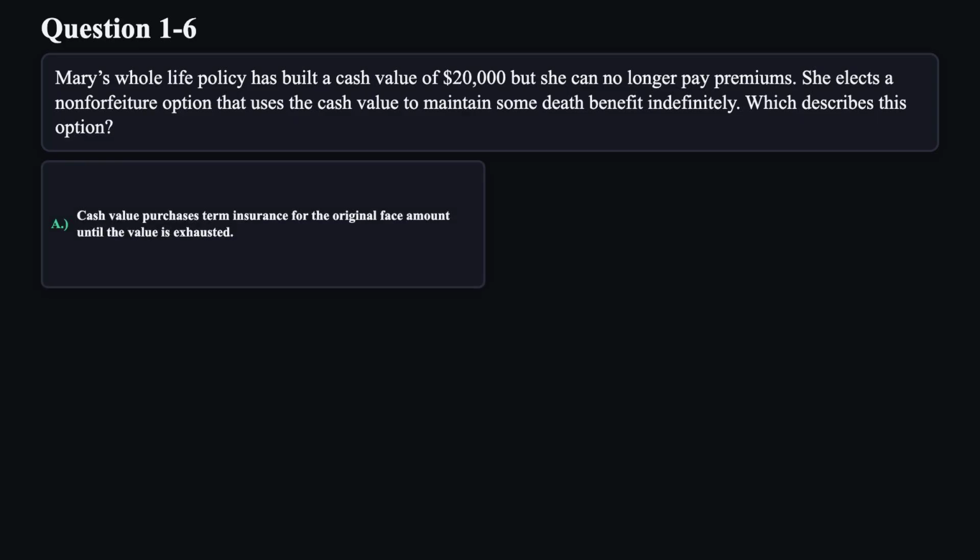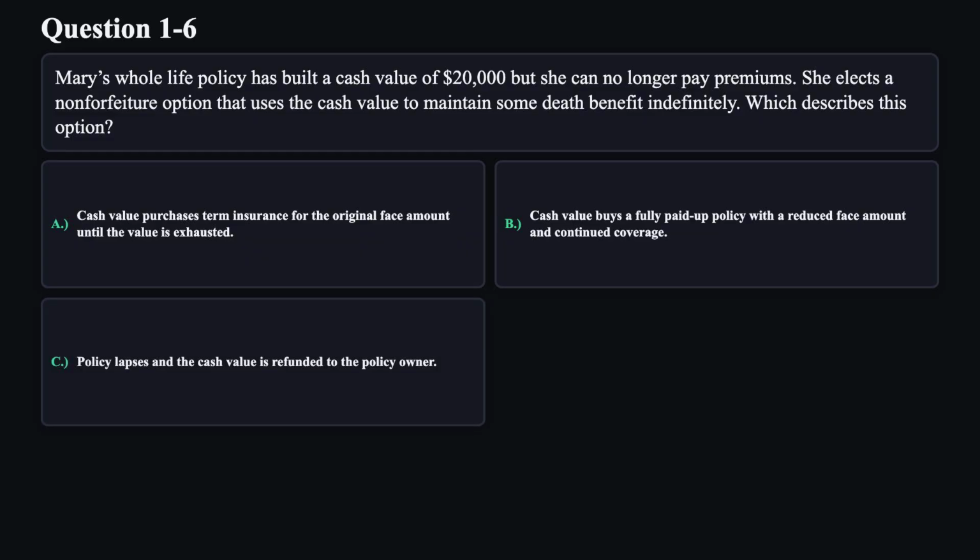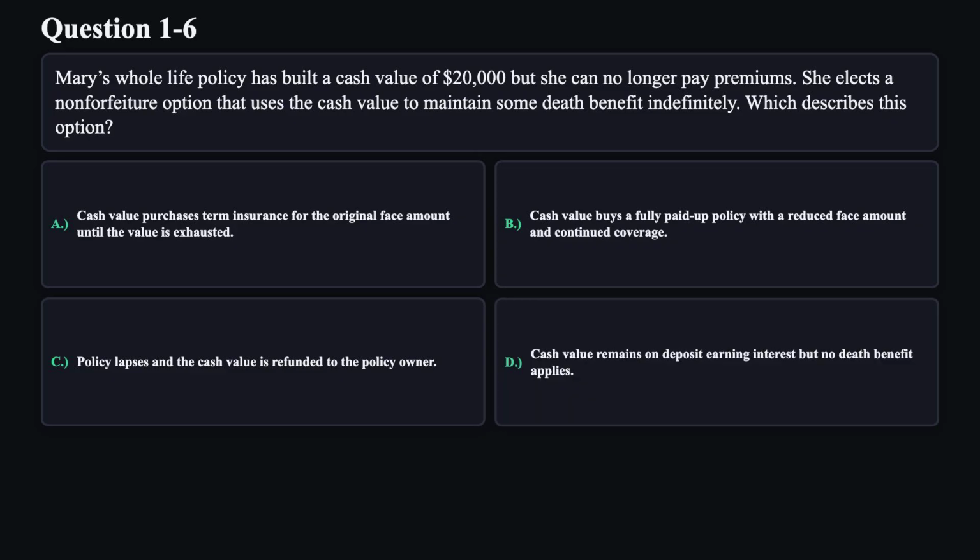A. Cash value purchases term insurance for the original face amount until the value is exhausted. B. Cash value buys a fully paid-up policy with a reduced face amount and continued coverage. C. Policy lapses and the cash value is refunded to the policy owner. D. Cash value remains on deposit earning interest, but no death benefit applies.